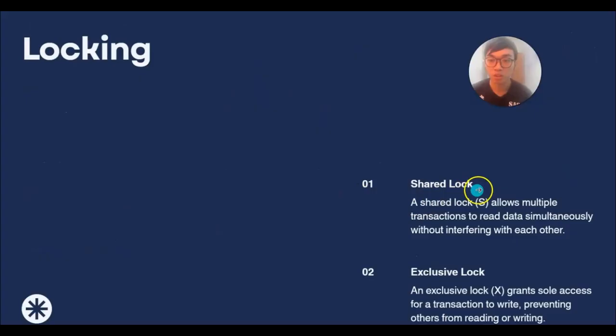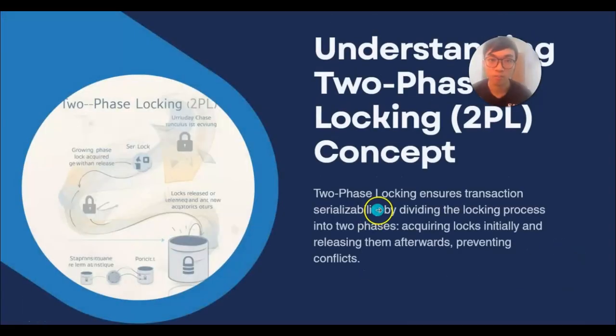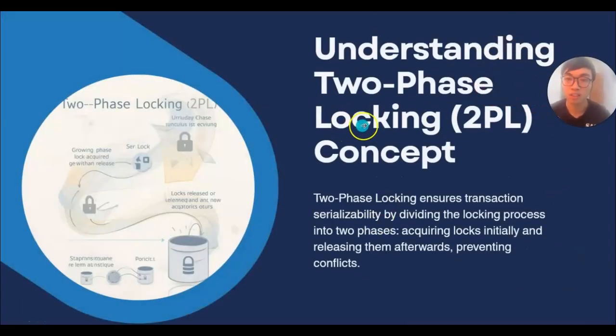The next one is locks, which are shared locks and exclusive locks. A shared lock allows multiple transactions to read data simultaneously without interfering with each other. An exclusive lock grants sole access to a transaction to read and write, preventing others from reading or writing. Then the next one is understanding the two-phase locking concept. Two-phase locking ensures transaction serializability by dividing the locking process into two phases, acquiring locks initially and releasing them afterwards, preventing conflicts.